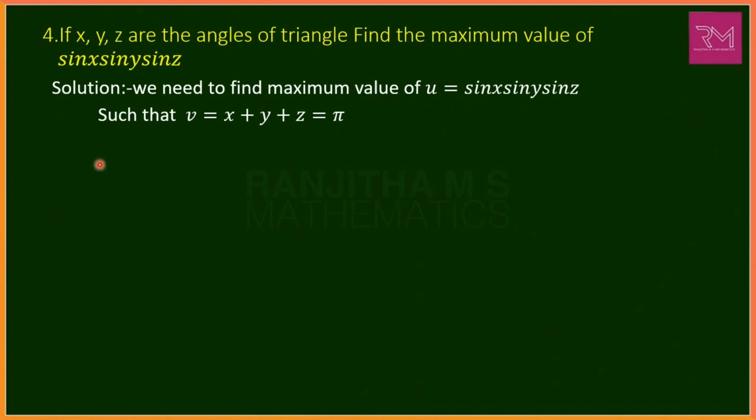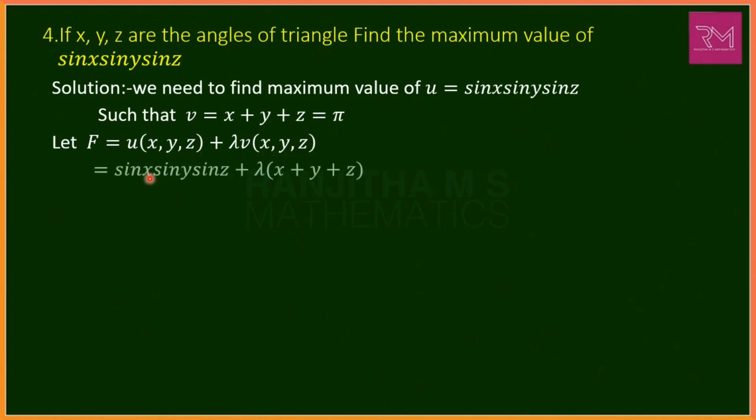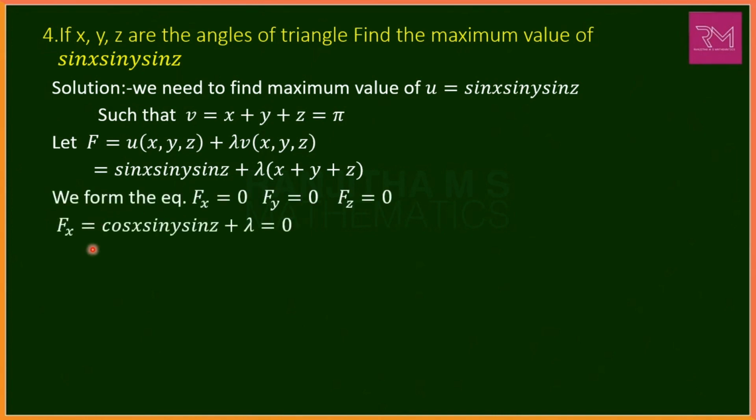First step, form the auxiliary equation, that is f is equal to u of x, y, z plus lambda into v of x, y, z. Here u is sin x into sin y into sin z, plus lambda into v, which is x plus y plus z. Here find fx, fy, fz first and equate to 0. Here fx is, sin y into sin z is constant, the differentiation of sin x is cos x. Hence we get cos x into sin y into sin z plus lambda into, here the differentiation of x is 1, hence lambda, which is equal to 0. If we equate to 0, we get the lambda value as, if we take this to the right hand side, lambda is equal to minus cos x sin y sin z.